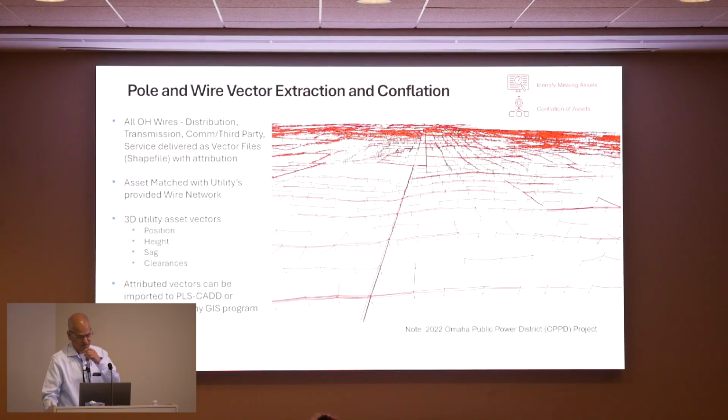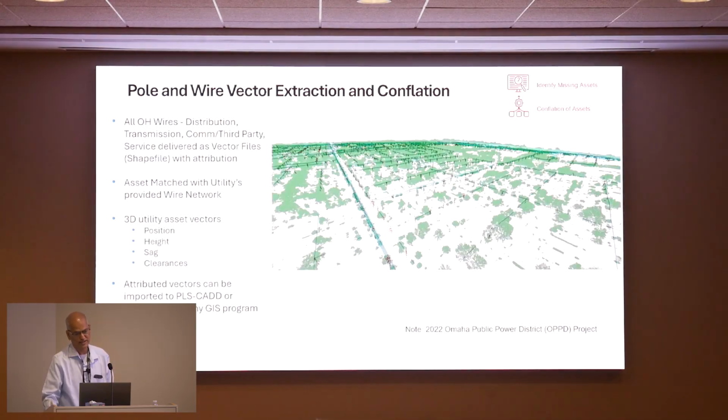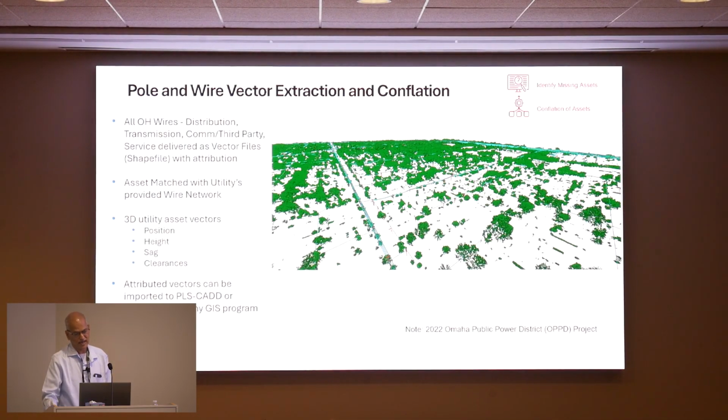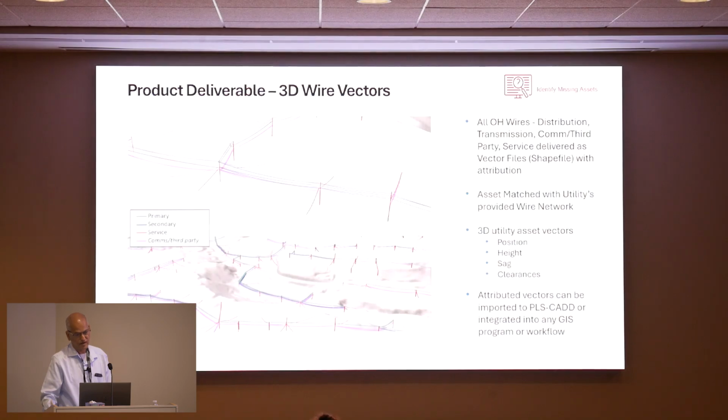So this is just an example of pole and wire vector extraction, as well as conflation. As I said, the conflation is to be done because the existing vectors and the LiDAR vectors always need to be conflated. This is an example of how the data can be used in extracting information with regard to the pole and wire. So these are the 3 examples.